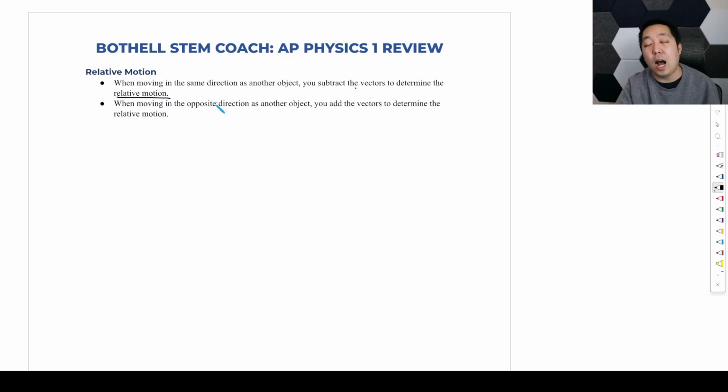And when we're moving in opposite directions, say a car is going east at 30 miles an hour and another car is coming towards it at 30 miles an hour, it looks like from this guy, he's coming closer at 60 miles an hour. For opposite directions, we're going to add those velocities to get the relative motion. When they're going in the same direction, right? If both cars are moving to the right at 30 miles an hour, it looks like neither of them are moving relative to each other.